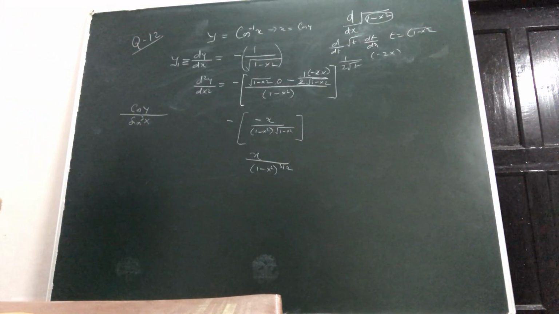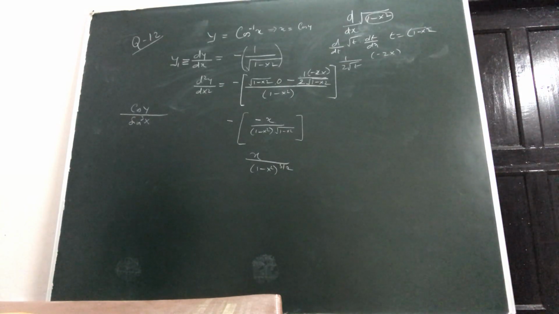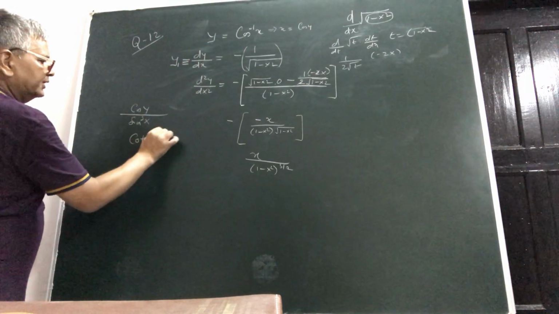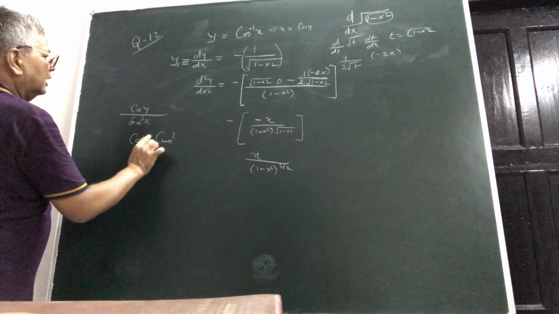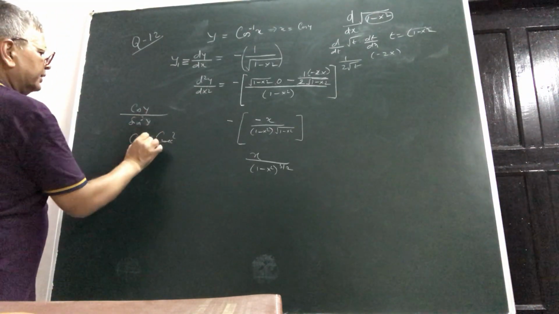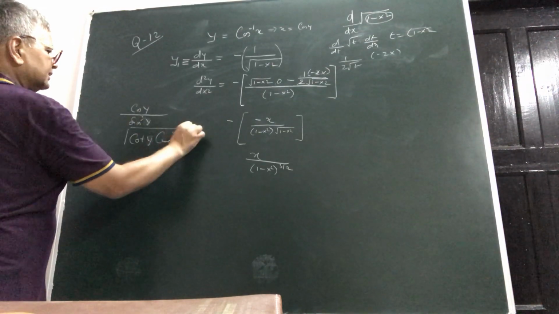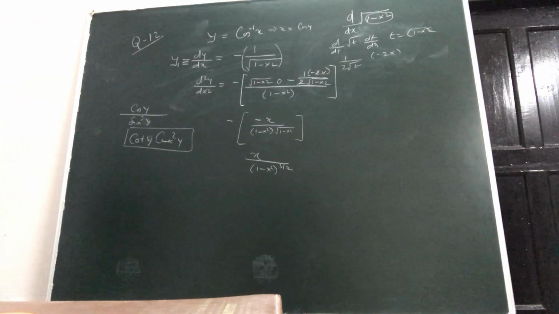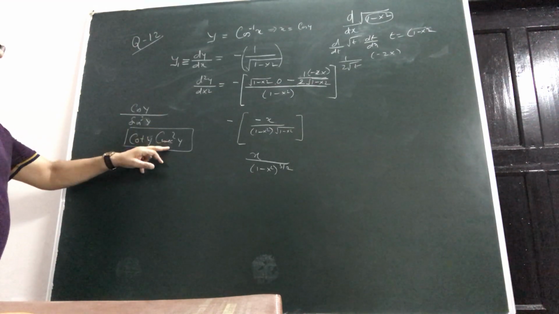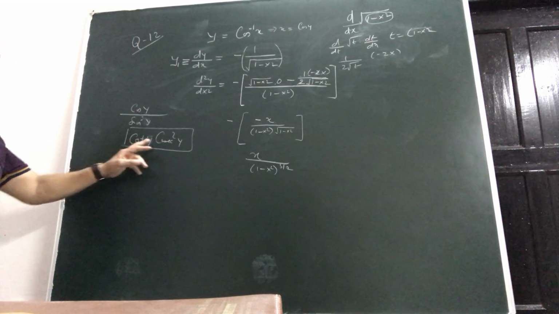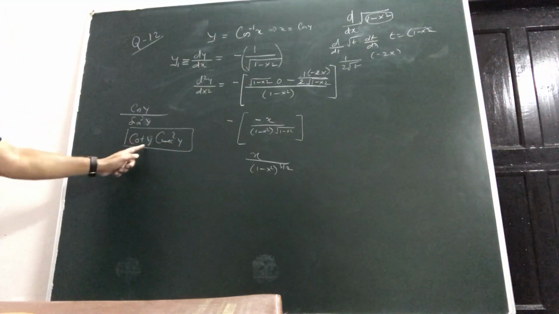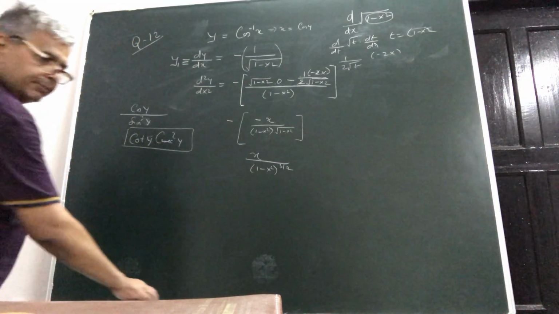So cos upon sin is what? Cot of y, and 1 upon sin square is what? Cosec square y. So cot y into cosec square y, that is the answer. It is cos y upon sin y, you are retaining, into 1 upon sin square y, so cot y into cosec square y. That is the answer strictly in terms of y, and that was the requirement of your question.